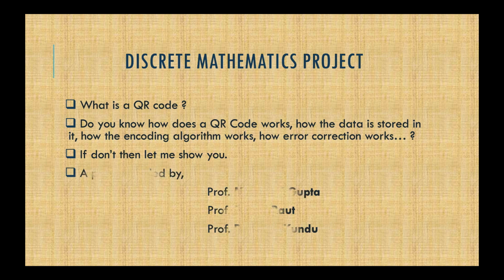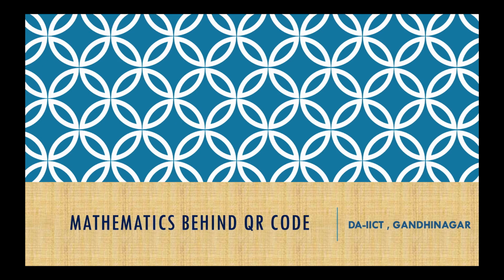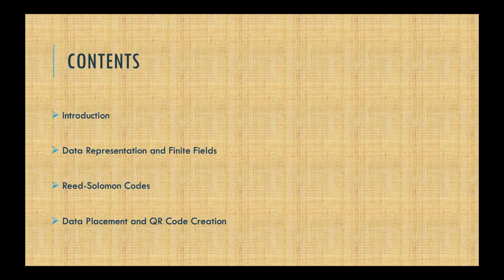A project guided by Prof. Manish K. Gupta, Prof. Manoj Raut, Prof. Prosenjit Kundu. Mathematics behind QR code. DA-IICT, Gandhinagar. Contents: Introduction. Data representation and finite fields. Reed-Solomon codes. Data placement and QR code creation.